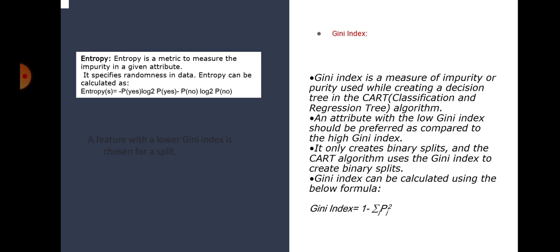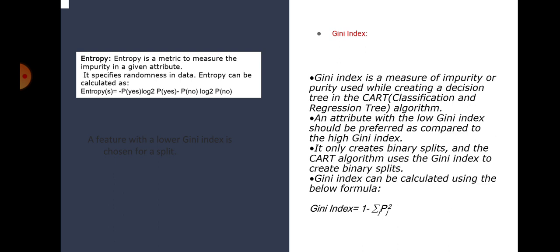Before that, you must know what entropy is. It is a metric to measure the impurity in a given attribute. Means some sort of randomness. It specifies randomness in data. Entropy can be calculated as, this is the formula: minus P of yes log base 2 P of yes, minus P of no log base 2 P of no.